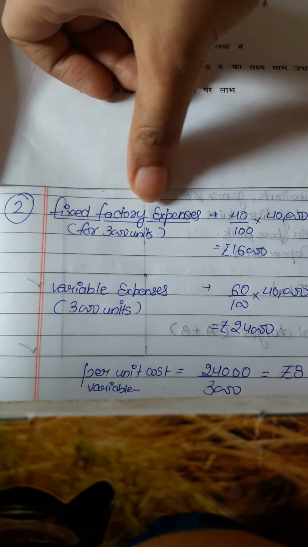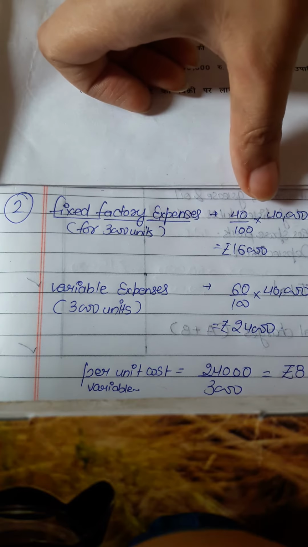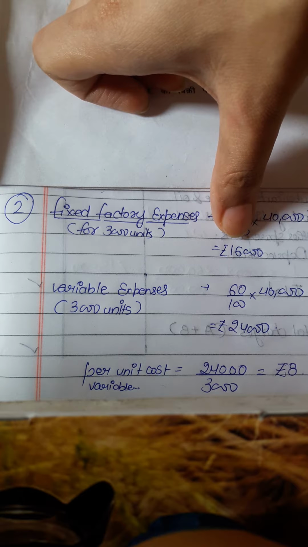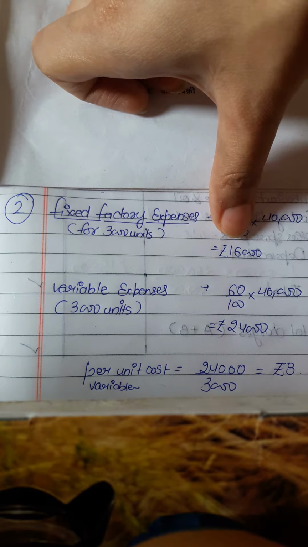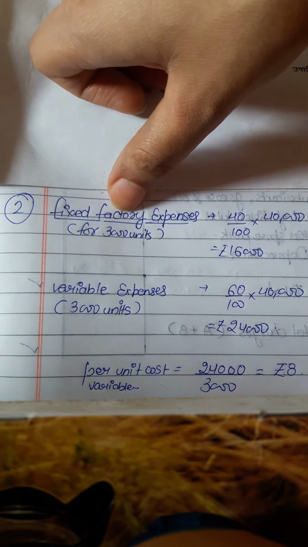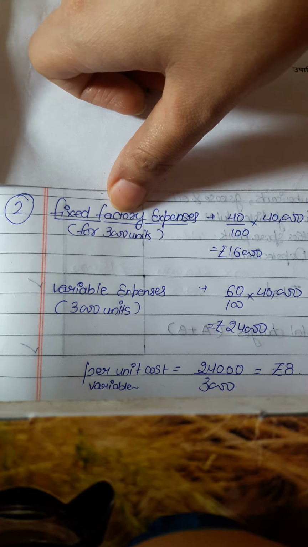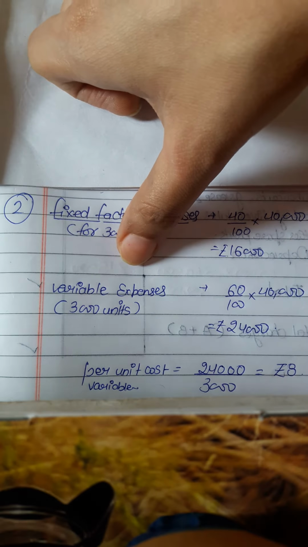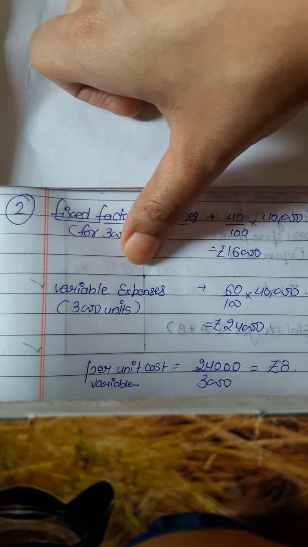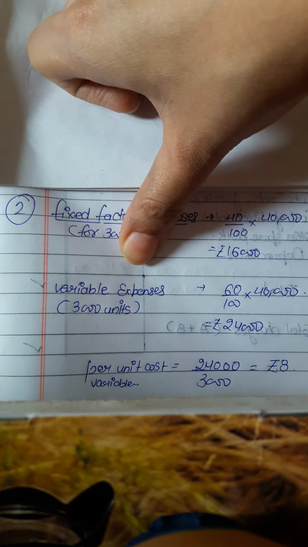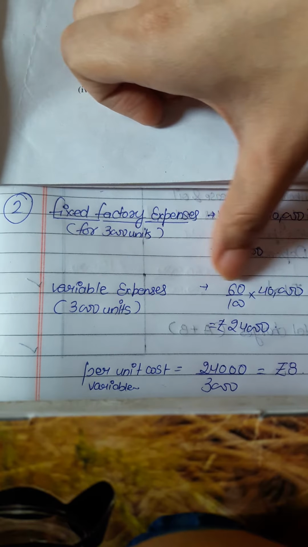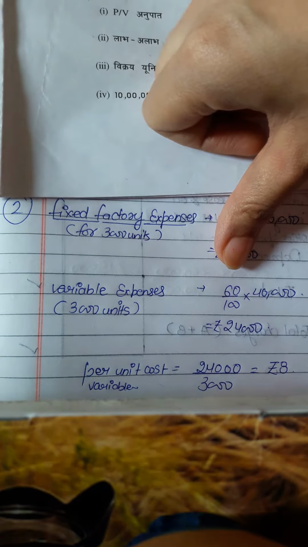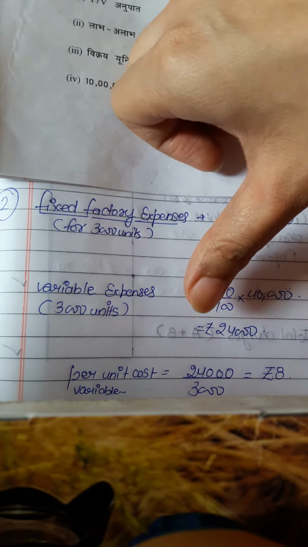Our fixed factory expenses, that is 40% of 40,000, that is 16,000. It will be fixed in all the cases, because fixed expenses are fixed, whether it is 3,000, 5,000 or whatever. Your fixed expenses will always be fixed. Then come your variable expenses for 3,000 units. It is 60% of 40,000, that is 24,000. So for 3,000 units your variable expenses will be 24,000.